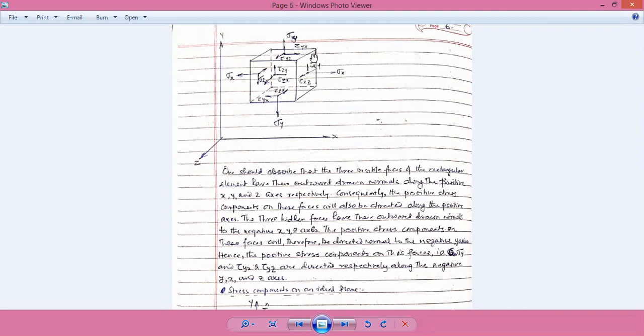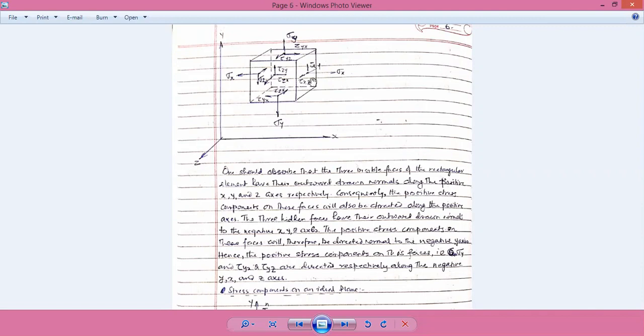Hence, the positive stress components on these faces, that is sigma y, tau yx, tau yz, are directed respectively along the negative y, x, and z axis itself.